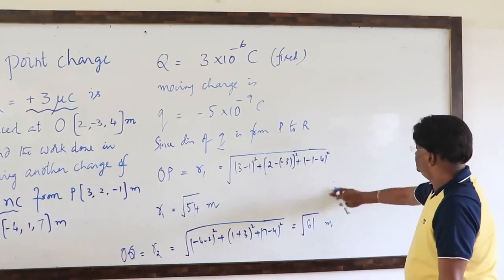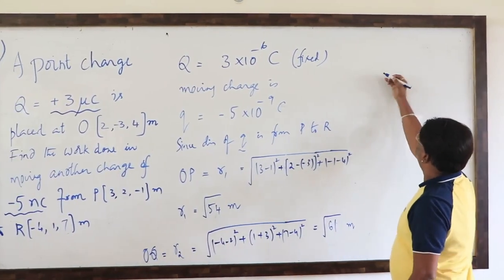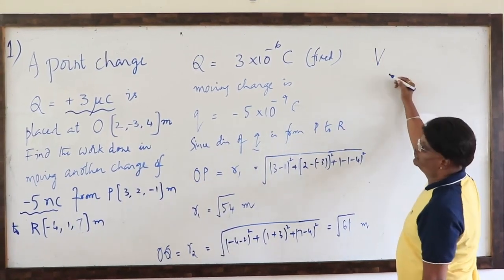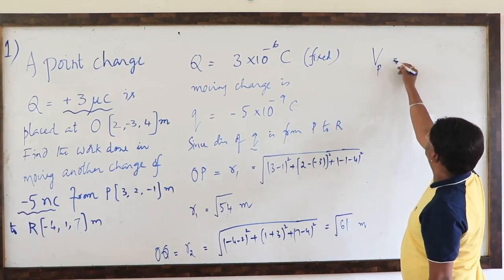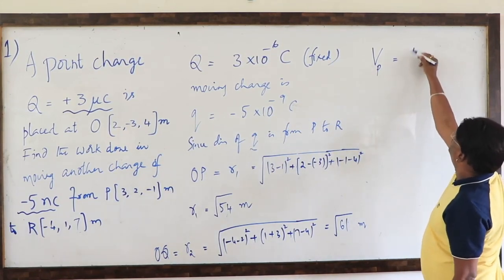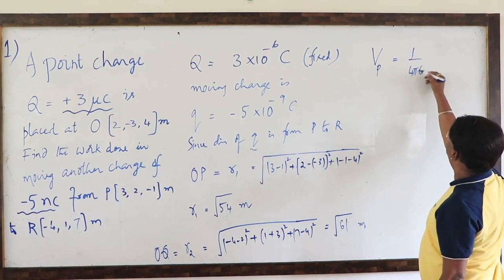Now, what we need to do is the work done. What is the definition of work done? Now, first we will write V at P is equal to 1 by 4 pi epsilon naught.